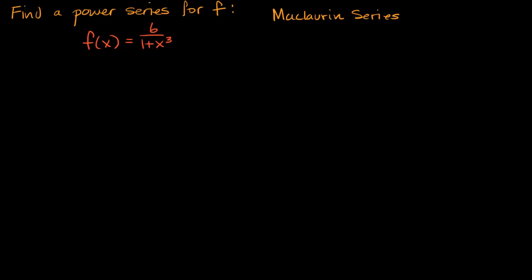You could do a simplification where you could say, well, let me find the Maclaurin series for f of u is equal to 6 over 1 plus u, where u is equal to x to the third. So you find this Maclaurin expansion in terms of u, and then you substitute for x to the third. And actually, that makes it a good bit simpler. So that is another way to approach it.